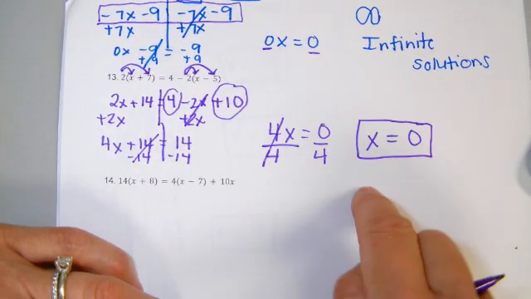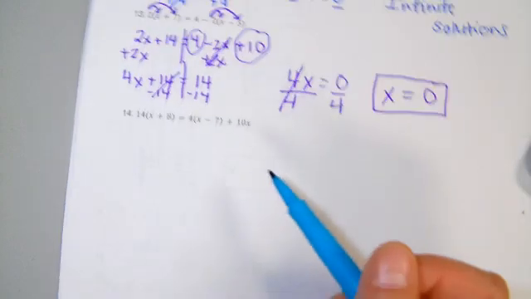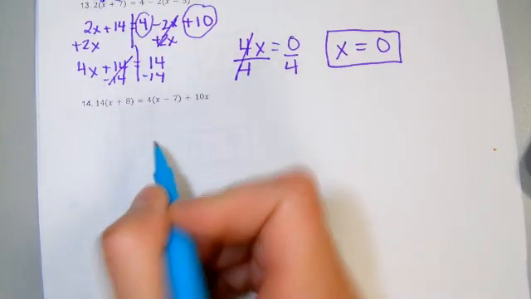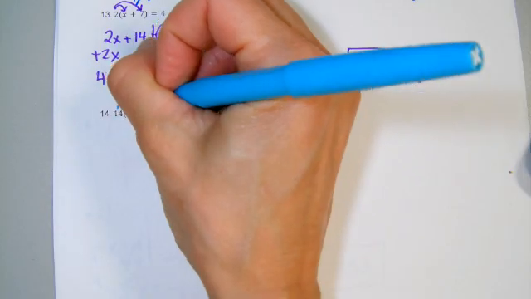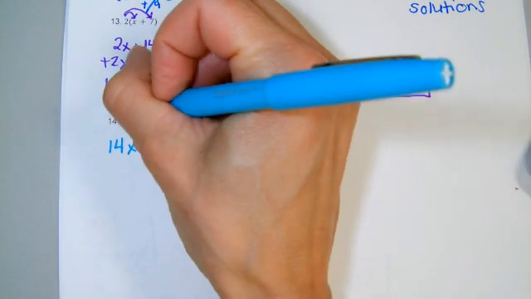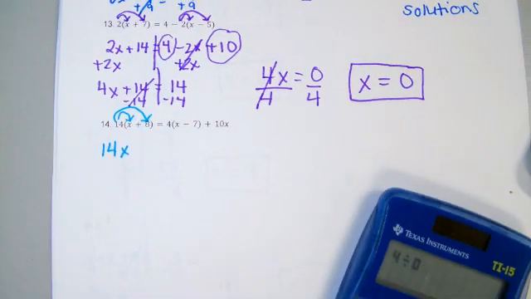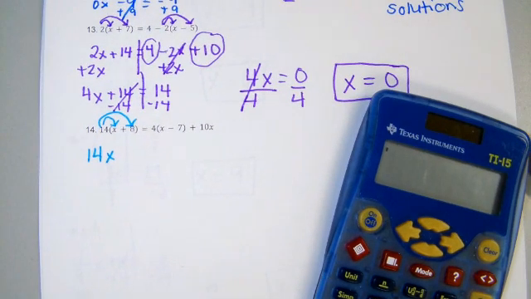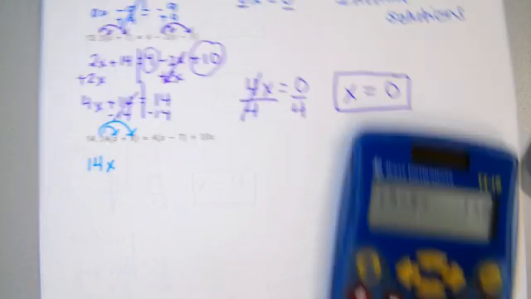There's a big difference. Okay, last one. Woo! Lots of work today. But our last one is here. So again, 2 sets of parentheses, so we have to distribute. 14 times 1x is 14x. 14 times 8, you're going to either have to use your calculator or do it out the long way if you don't know it. And it tells us it's 112.